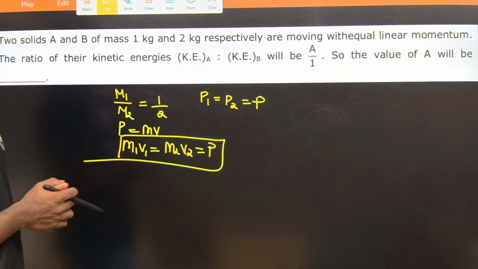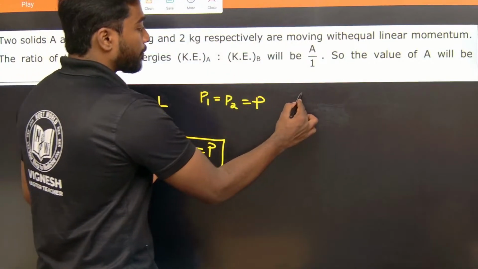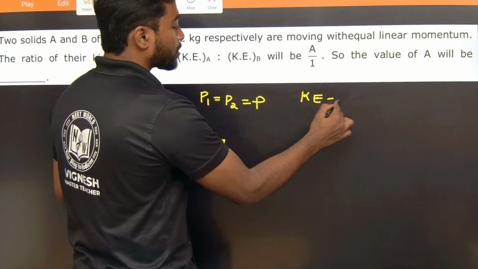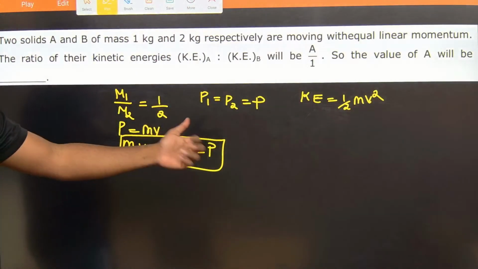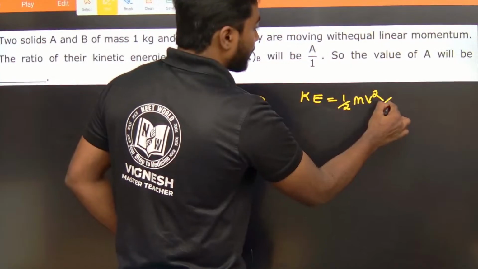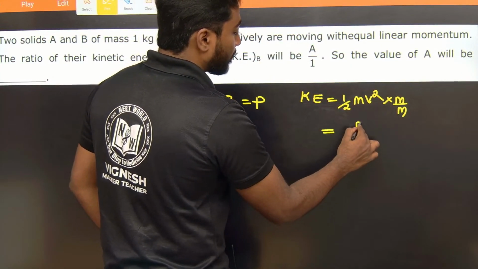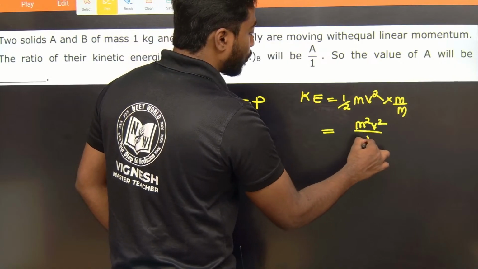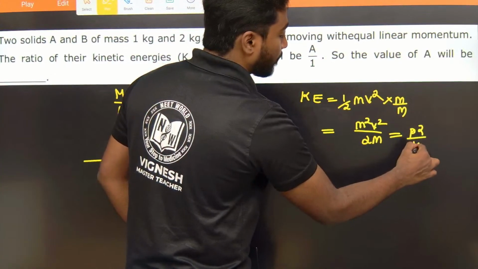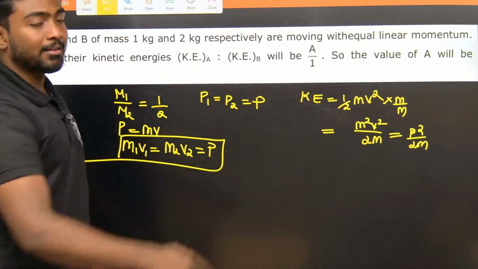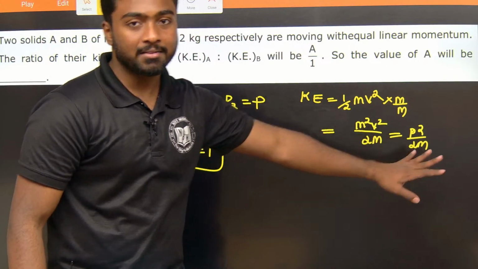Now, what is the relation between kinetic energy and momentum? Kinetic energy is equal to half mv square, right? But momentum is mass into velocity. So if I multiply and divide by mass, I get m square v square by 2m, which I can write as p square by 2m. So kinetic energy is nothing but momentum square by 2 times the mass.